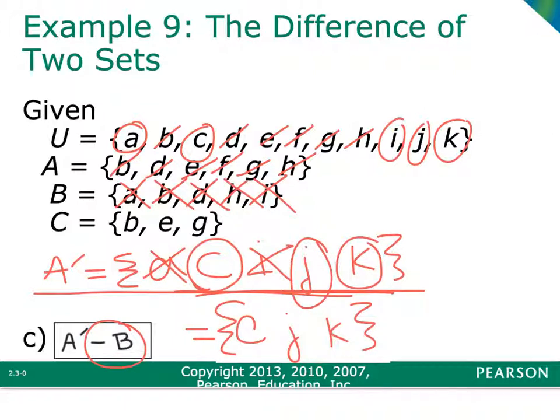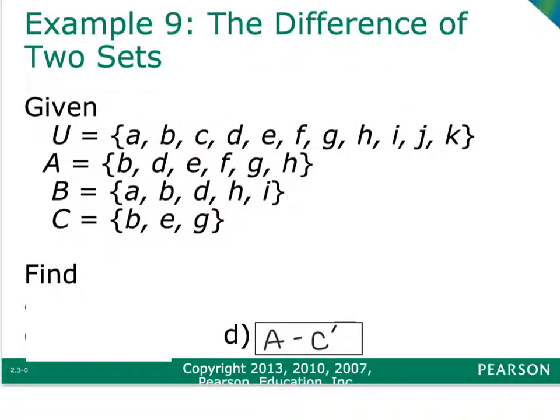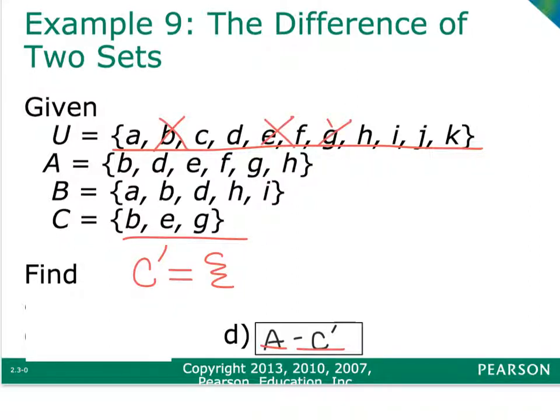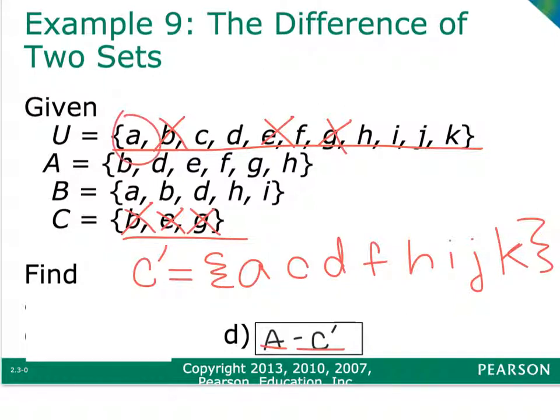All right, last one with this example. Let's say that we're going to do A, take away C naught. So again, before I would do this, I would figure out what C naught is. C naught is going to be all the letters in the universal set that are not included in set C. So we are going to have to remove the B, the E, and the G. Okay, so C naught would have A, C, D, F, H, I, J, K. Because that's what's left up here.